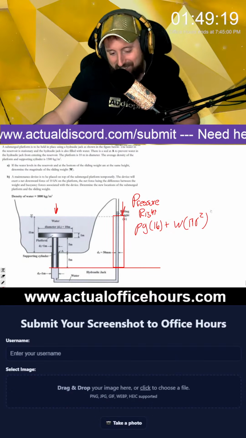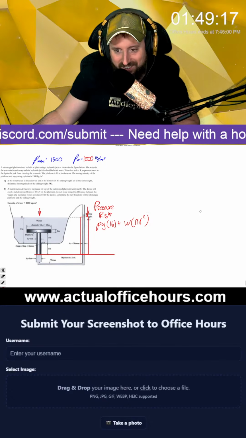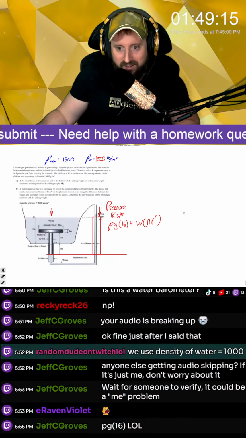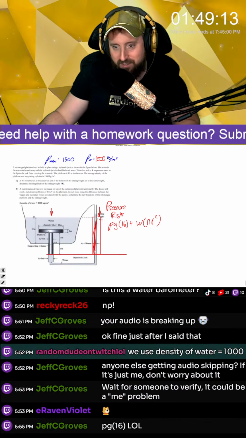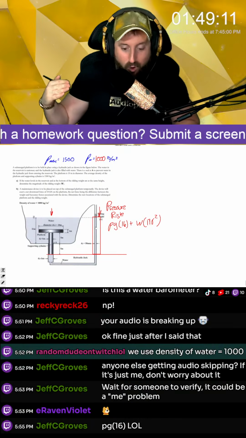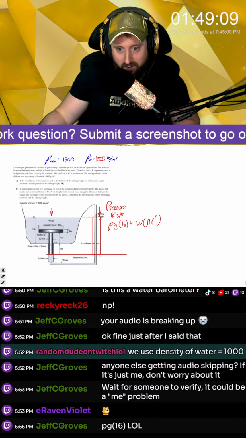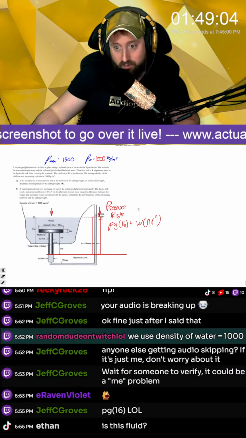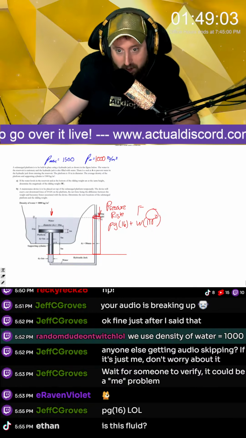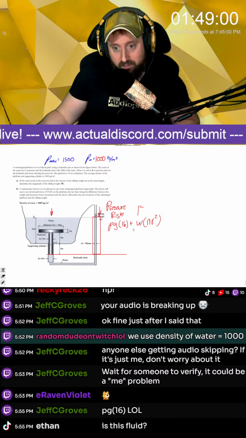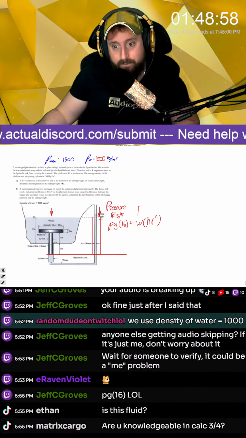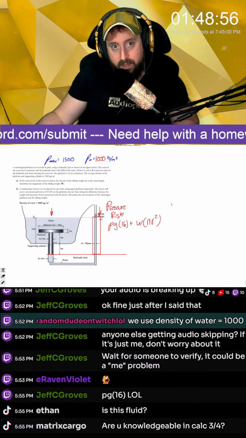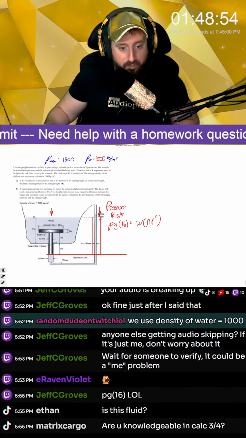PG-16. We came up with a new rating system. Okay, that's pressure on the right. You have 16 meters of water pushing down to here. And then you also have some amount of weight, force, on some area that's also pushing down, right? I can do some Calc 3. Yeah, this is a fluid. So that's pressure on the right.